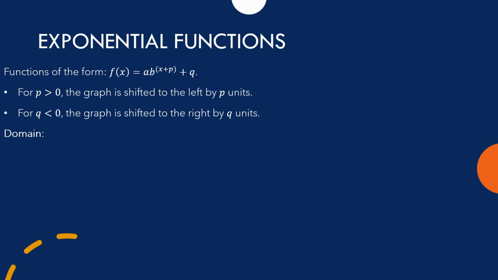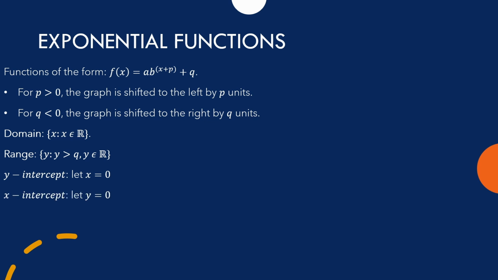Let's take a look at the domain of the function. The domain is defined as x is an element of real numbers. And the range is defined as, for y greater than q, y is an element of real numbers. Next, we find the y-intercept and we let x equal 0. After that, we find the x-intercept by letting y equal 0. And next, we find the asymptote of the graph, which is defined by y equals q.